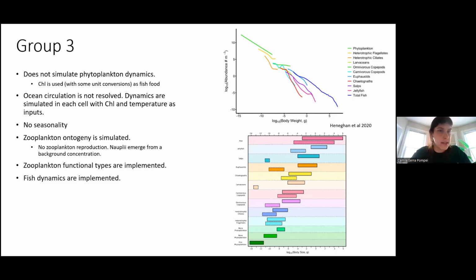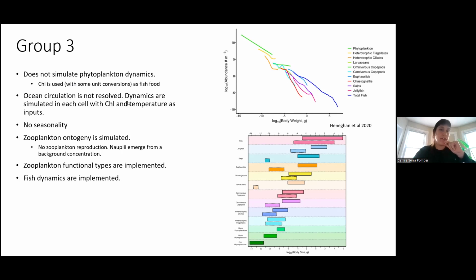I think the group has some preprints on that. I didn't put it here actually. But these models also have some limitations. For example, they don't simulate phytoplankton dynamics. So in this case, they use some kind of satellite-based chlorophyll input, where they also take into account some size classes. So that's what they take into account as food for fish. And then they also use temperature to affect the rates of the zooplankton.